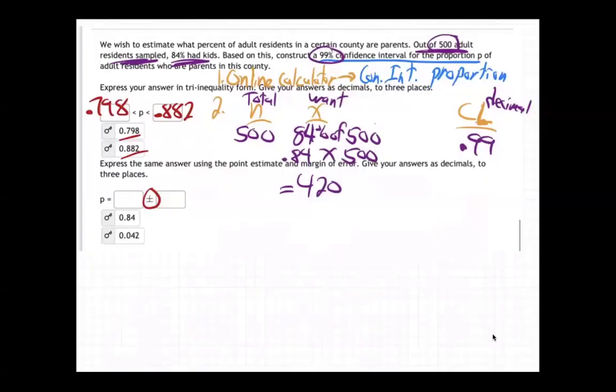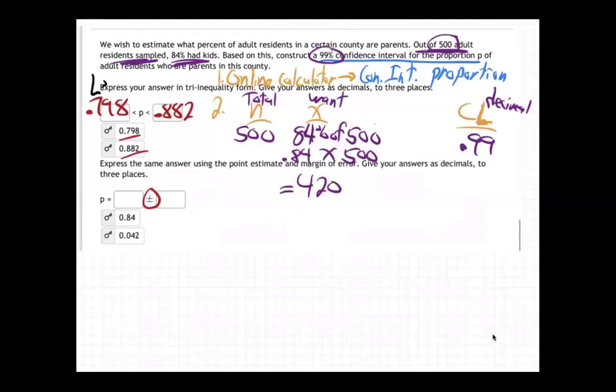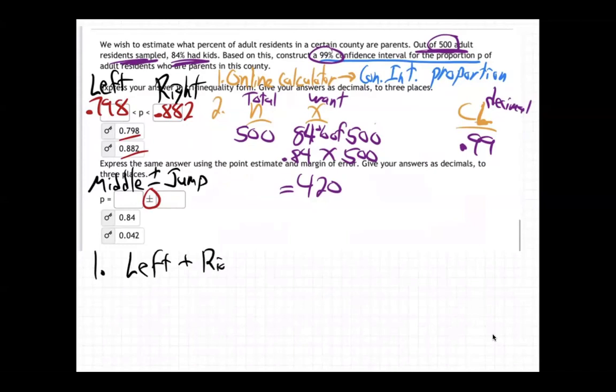Okay, so this is the left number and this is the right number, the first two answers we got. Now we want to change to middle number plus or minus what I call the jump number. How do we do it? It tells us step number 1, take the left plus the right, hit enter or equals or whatever, and divide by 2 and enter or equals again.